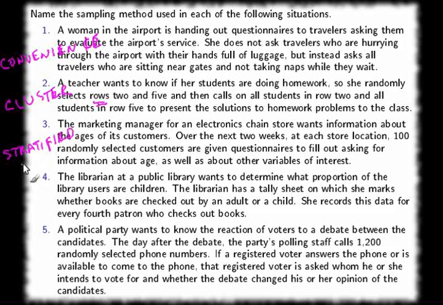sampling because the population, which is the customers, is broken down into groups we call strata. The groups are based on which store they shop at. So people that shop at store 1 are in that stratum. People that shop at store 2 are in that stratum, and so on and so forth. And we're going to pick 100 randomly selected customers from each stratum. That is called stratified.